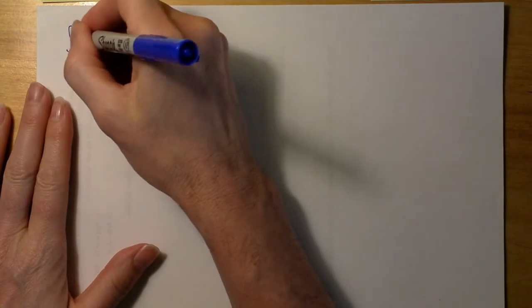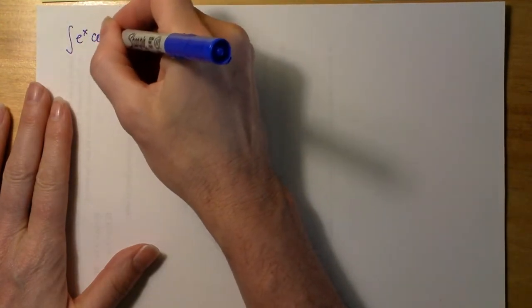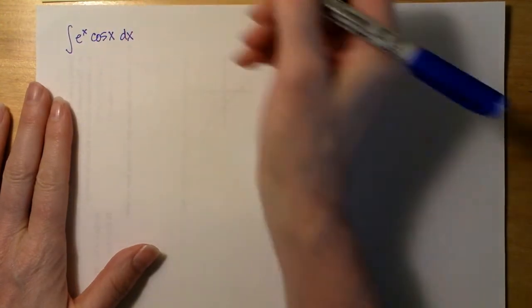Okay, this last example is plenty kooky. Let me show you what it looks like. E to the x times the cosine of x. It looks reasonable.